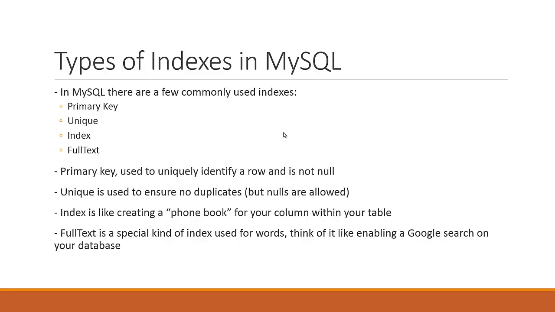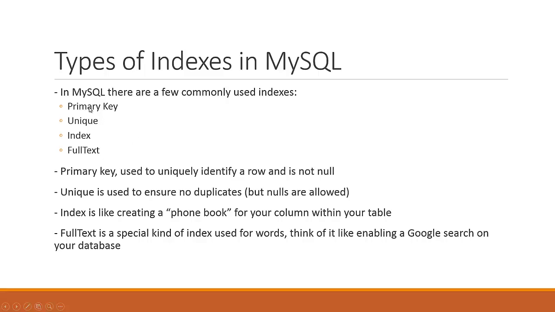Okay, so having said that, let's talk about the types of indexes. Now I know we've talked about a lot already, and we're almost done here. I'm going to switch into an actual example where I'm going to show you how to create an index and whatnot. So we're almost done. Hang in there. In MySQL, there are a few commonly used indexes. One is the primary key, another is unique, another is index, another is full text.